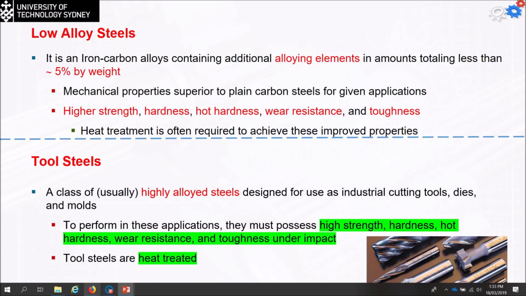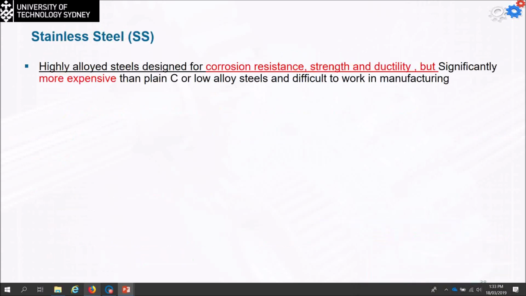The stainless steel, which is a very common material, is a highly alloyed steel designed for corrosion resistance. Actually, stainless is not going to be corroded. It has high strength and ductility, but is going to be significantly more expensive than the plain carbon steel or low alloy steels, and is difficult to work in manufacturing. Now, why is it more difficult to work in manufacturing? Because of the high strength. Okay, so it's going to affect the power you're going to use in manufacturing.